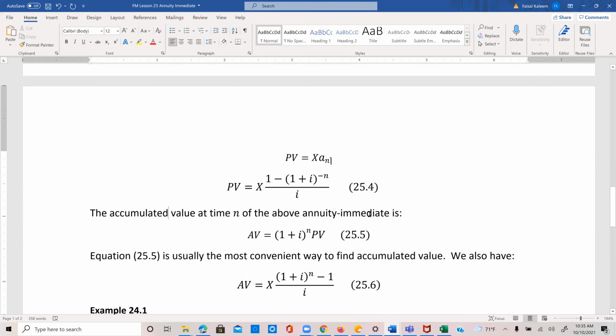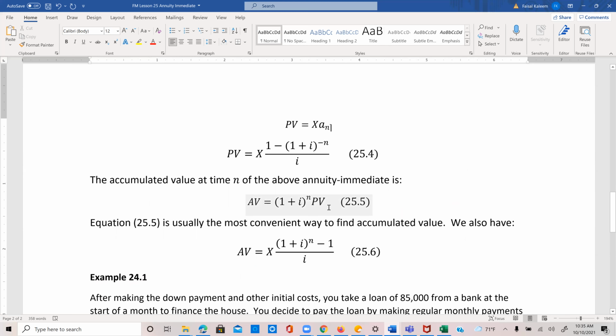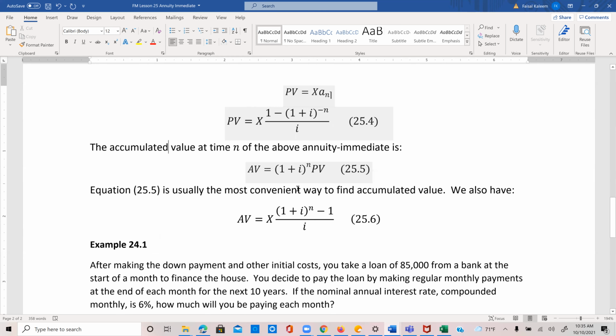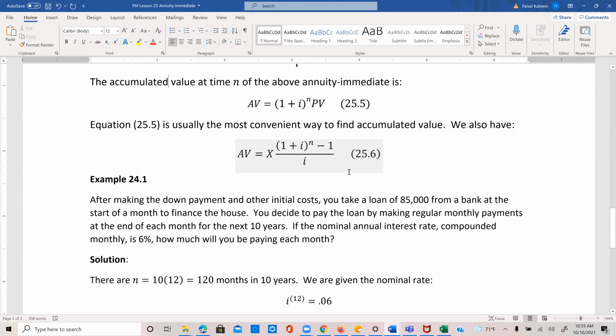So let's see. We are here at the accumulated value. So we just multiply the present value with 1 plus i to the n. That takes you to the accumulated value. But if you want a similar formula to 25.4, then once you multiply this expression with 1 plus i to the n, this term becomes 1 plus i to the n. And here the 1 plus i to the negative n and 1 plus i to the n cancel out, and you just get a 1, and the bottom is still i, and you have the x. So you have 25.6.